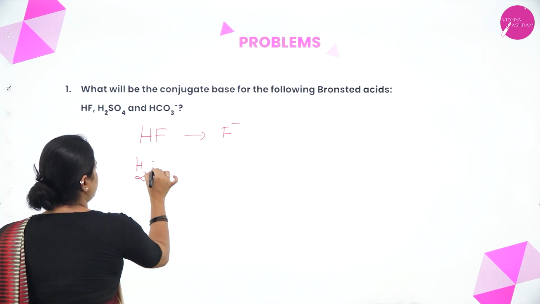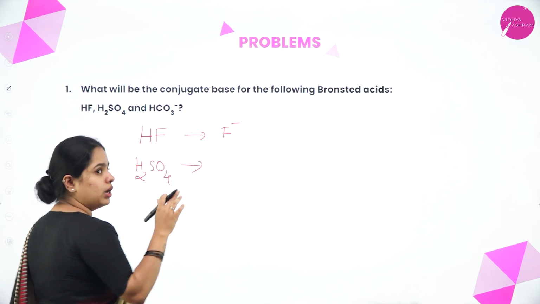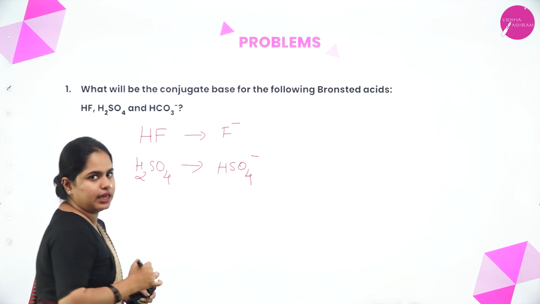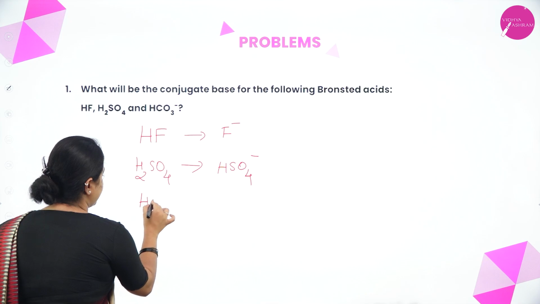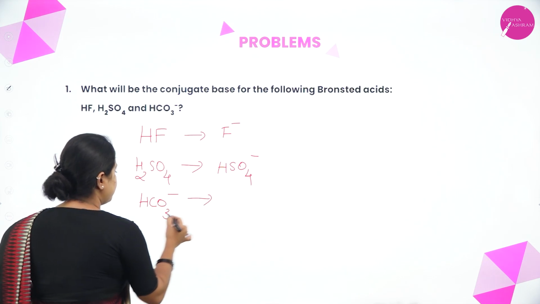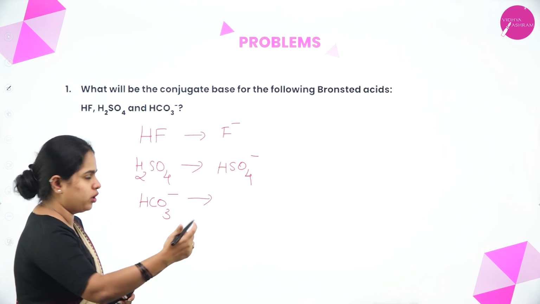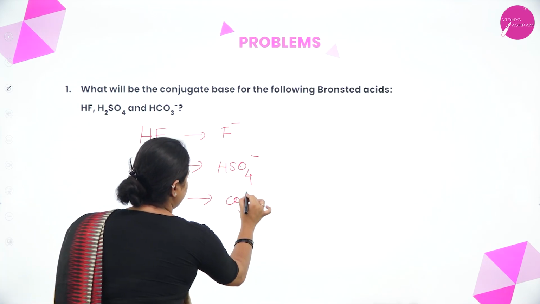Next is H2SO4, from which again one proton will be lost. You will get HSO4 minus, right? HSO4 minus. And the last one is HCO3 minus. Again from this one proton will be lost, and you will get the conjugate base for that, which will be CO3 2 minus.